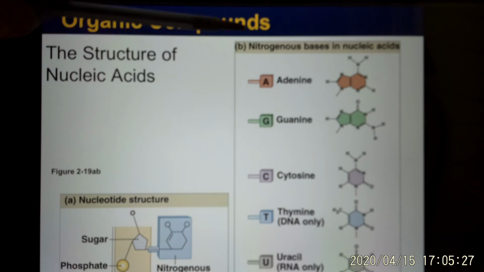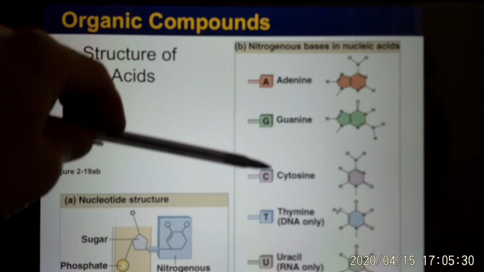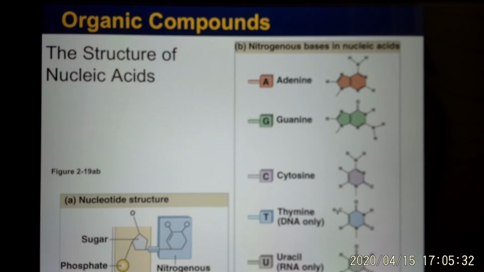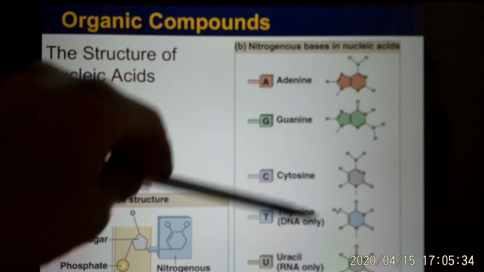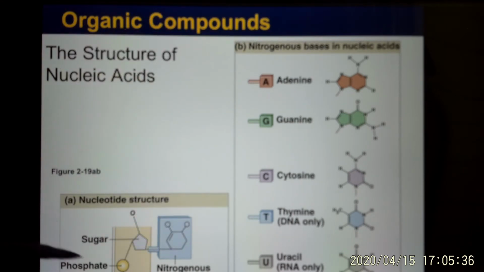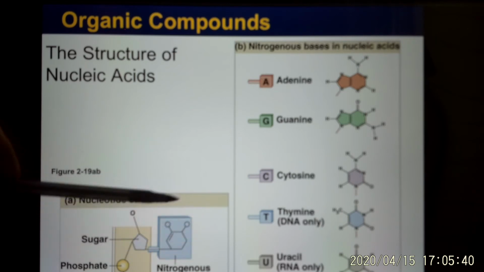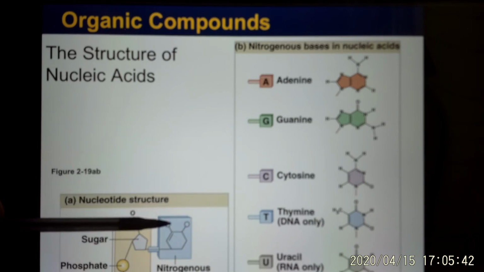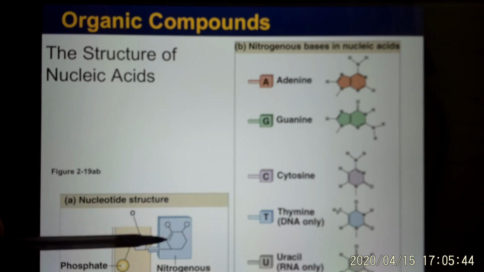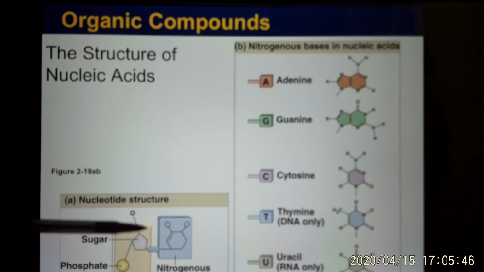For RNA, they use A, U, G, and C, so they are like 75% identical. And this nitrogenous base is the nucleic acid, and that's this part. So you have 4 different kinds of nitrogenous base for DNA and 4 of them for RNA. They have a sugar and a phosphate group to combine them together.